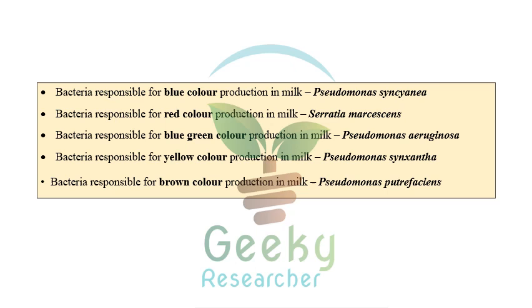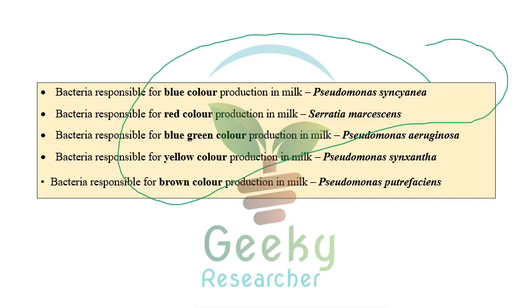Now we'll see the bacteria responsible for blue color production in milk. If you see milk, sometimes we can see blue color infection of bacteria, red color infection or green color, various colors. Now we will see the reason behind this production. The bacteria responsible for blue color pigment production in milk is Pseudomonas syncyanea.